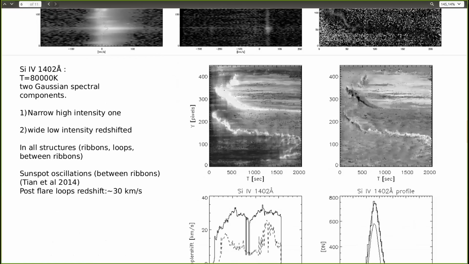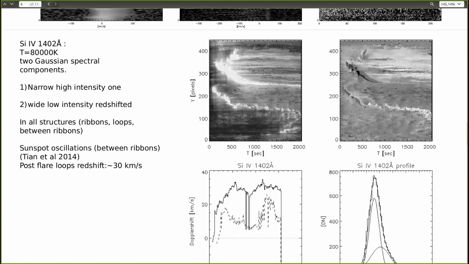Now I will show you in more detail the spectra and the Gaussian fits that we perform. This is the silicon 4 spectral line. And here is the intensity as a function of time, because IRIS took sit-and-stare observations. And here you have the position along the slit. And you see here the ribbons. And this part must correspond to the post-flare loops.